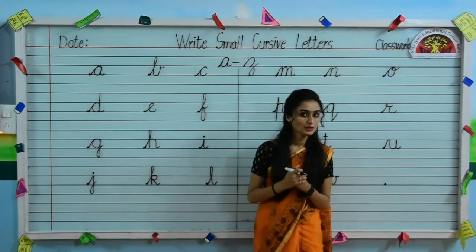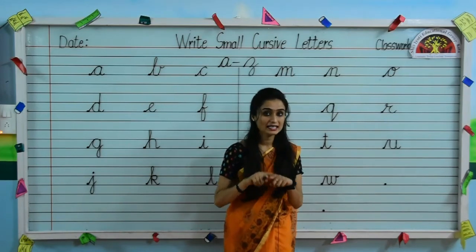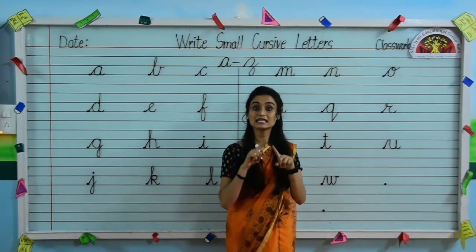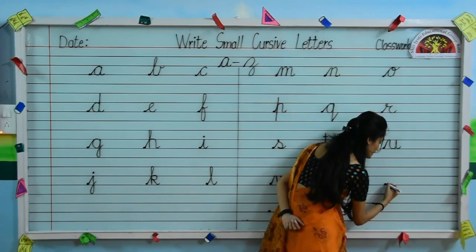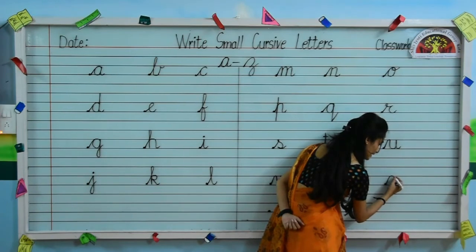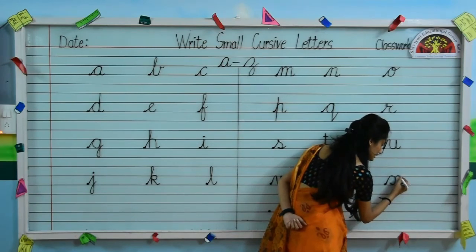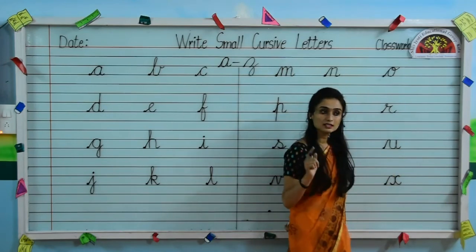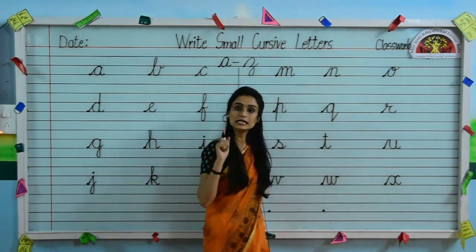What comes after W, kids? After W, the next one is X. So, put your pencil on the dot. Slanting line up. Touch the second line. Make a curve. Then go back and make a curve in the opposite direction. Like this. This way you have to write your letter X.